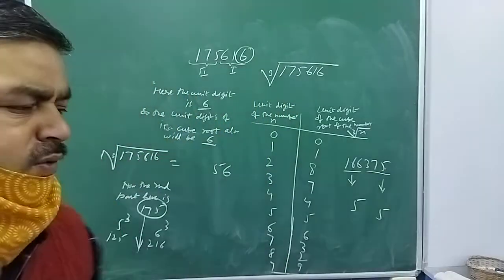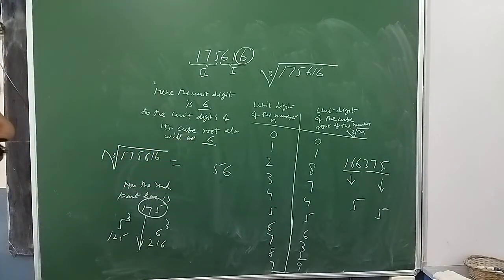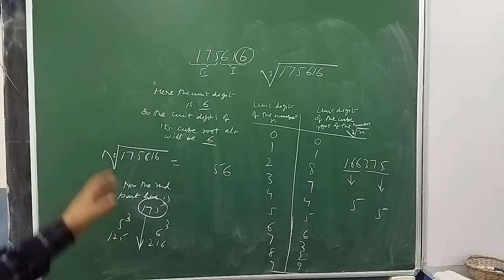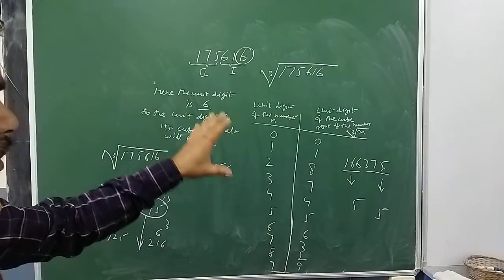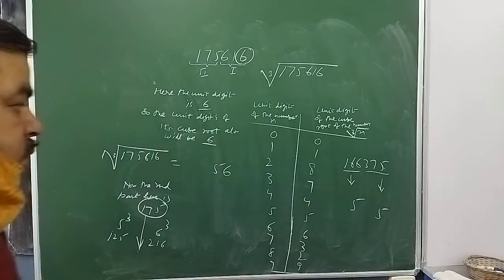So that was another point to share with you on how you can go for the estimation method. But remember, the limitation of this method is that it applies only up to 6-digit numbers. You can apply this.